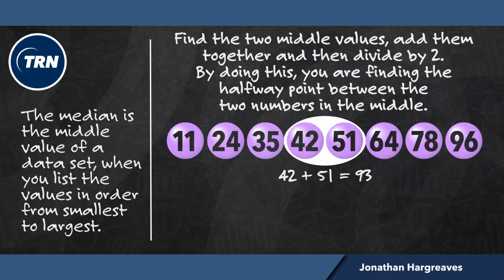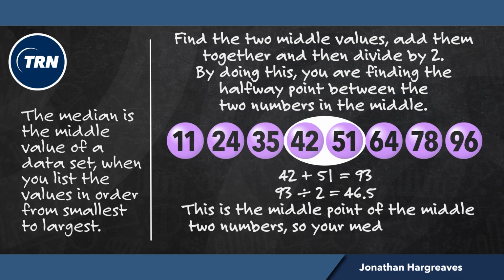And to get the median value, we need to divide that by 2, which we arrive at the figure of 46.5. This is the value that isn't in your data set, but is the middle point of the middle two numbers. So your median for this set would be 46.5.